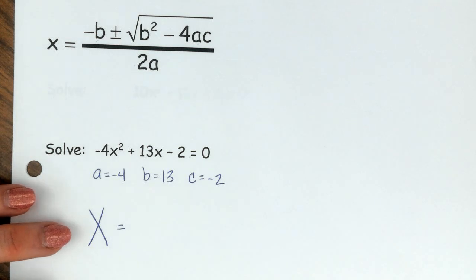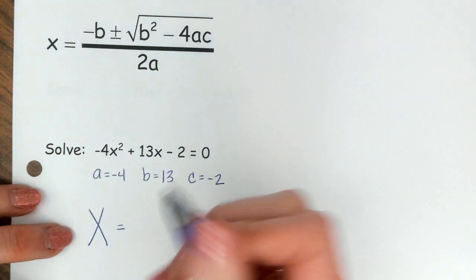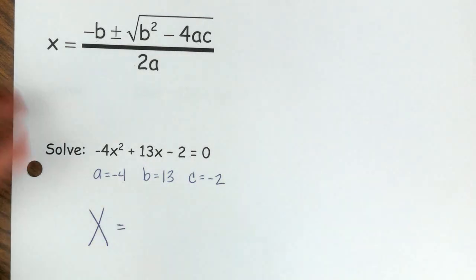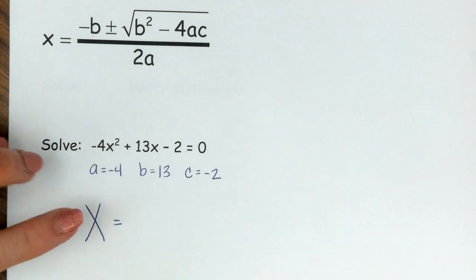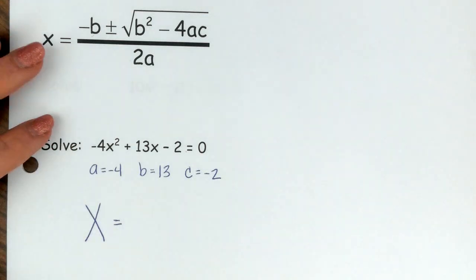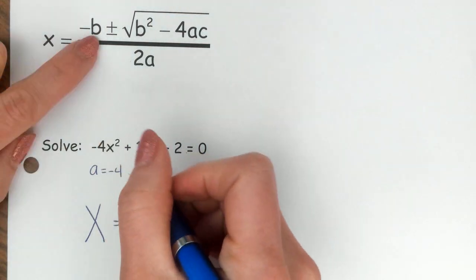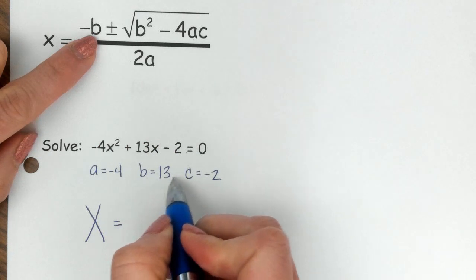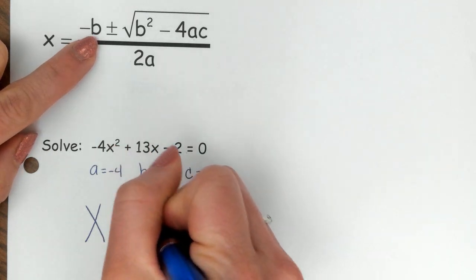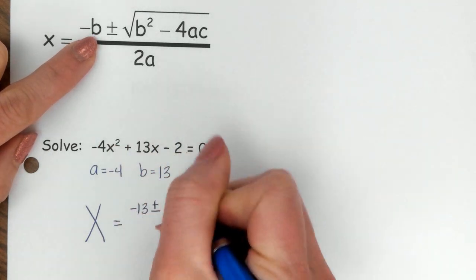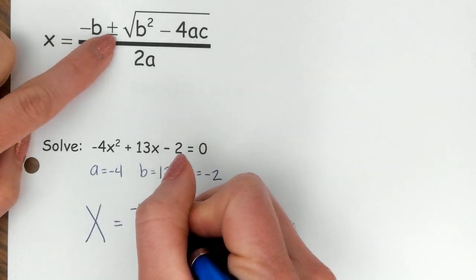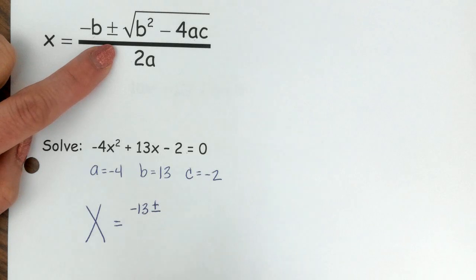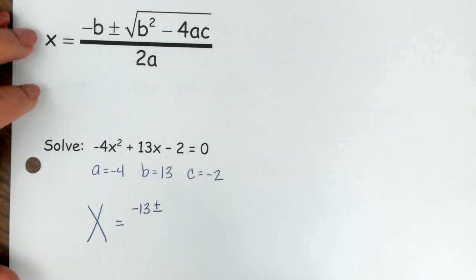Factoring only works sometimes. So you can memorize this formula and use it every single time and it works. It's just a little bit longer than factoring, I think. So this is the opposite of B. If B is positive, that makes it negative. If B is negative, it would make it positive. Then this is a plus and a minus. So that's where you get your two answers.